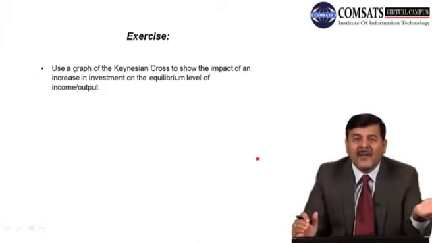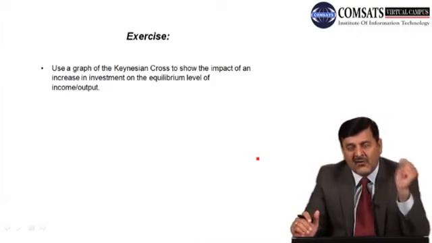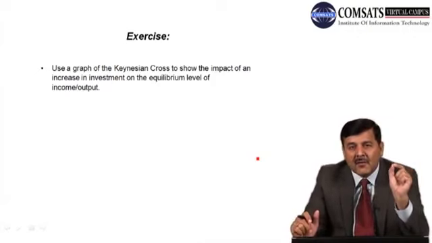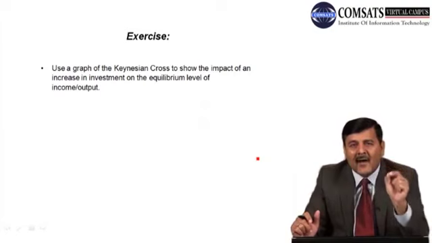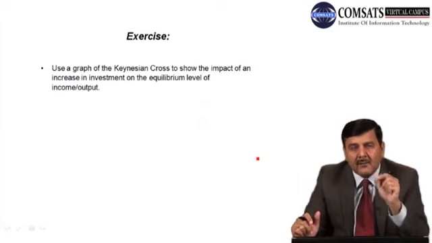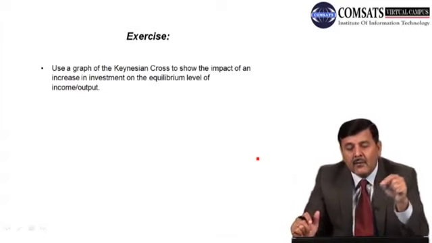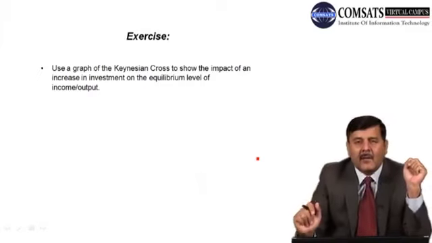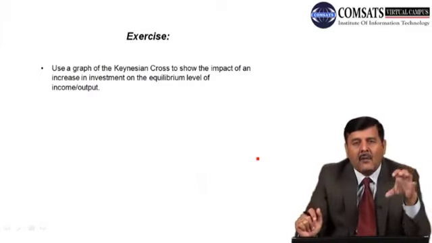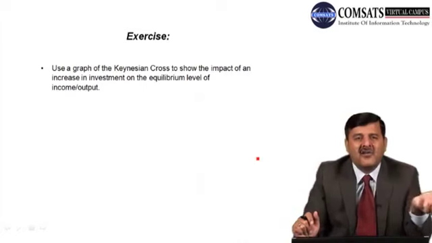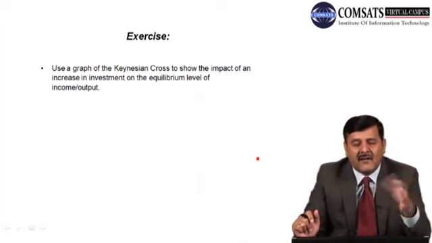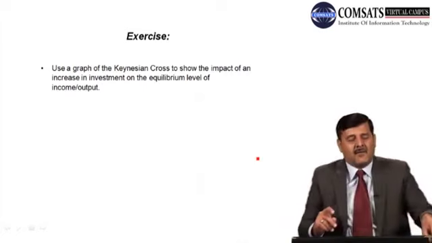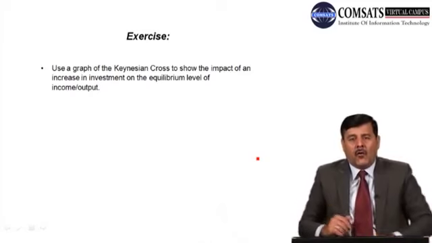Now I am going to give you an exercise, a practice question. There is a third variable in the equation, E equal to C plus I plus G. Whenever there is a change in this third variable, which is investment, then by using the Keynesian cross diagram, you have to tell us how much change in investment will bring how much change in income and output level in the economy. So this is the exercise which you are going to do at home.